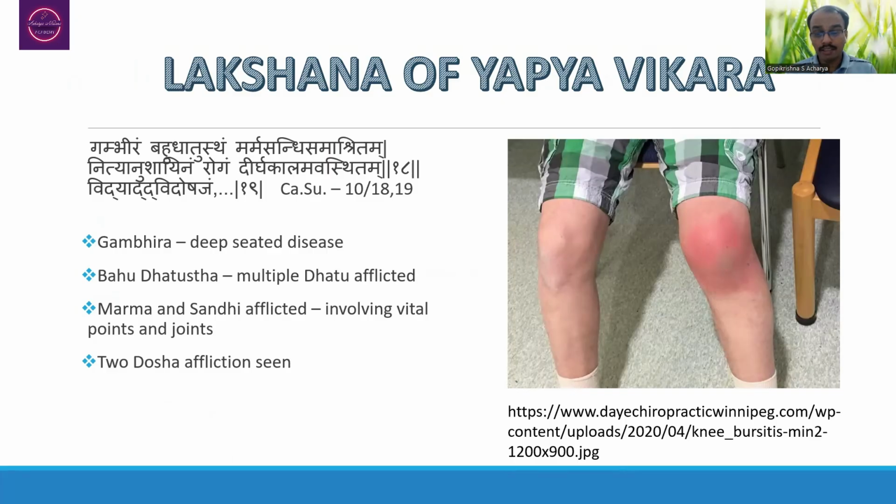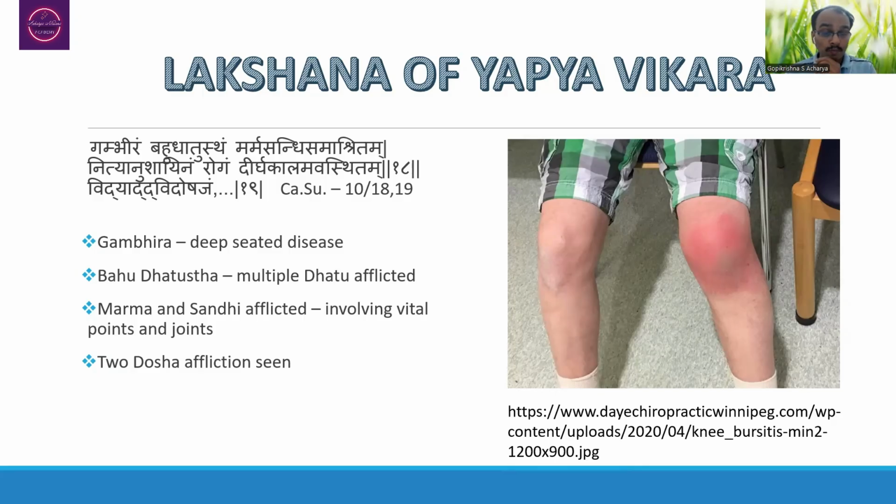Here Gambhira. Here it is an image showing Gambhira Dhatu affliction, that is deep-seated dhatu affliction being seen in this particular disease. In the image, joint swelling is being observed. When you think about joint swelling, asthi affliction can be predicted. Asthi is considered to be one of the deeply situated dhatus. Based on that, Gambhiram, that is deep-seated illness as such.